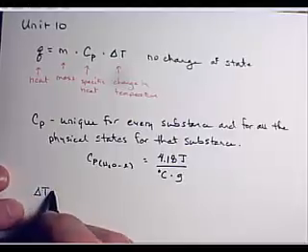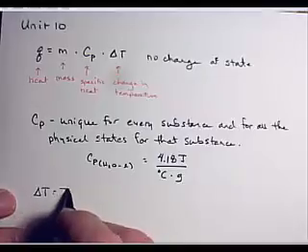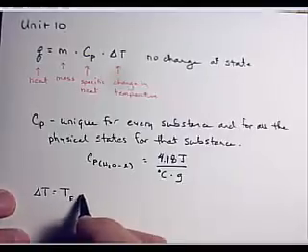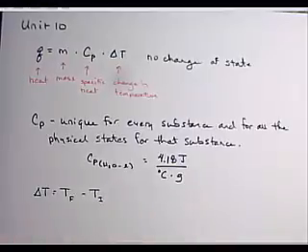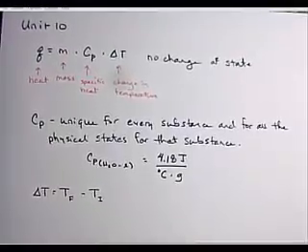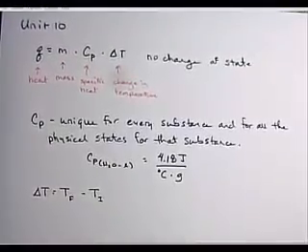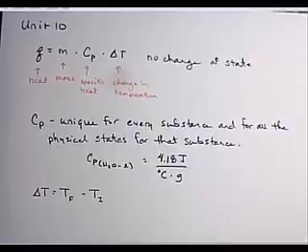Now, delta T, or change in temperature, is always calculated in this fashion. It's temperature final minus temperature initial. Final temperature minus initial temperature. Almost everything in chemistry, almost all of the change things that we calculate, is final minus initial. Just remember that. Final minus initial. Okay? Got it?